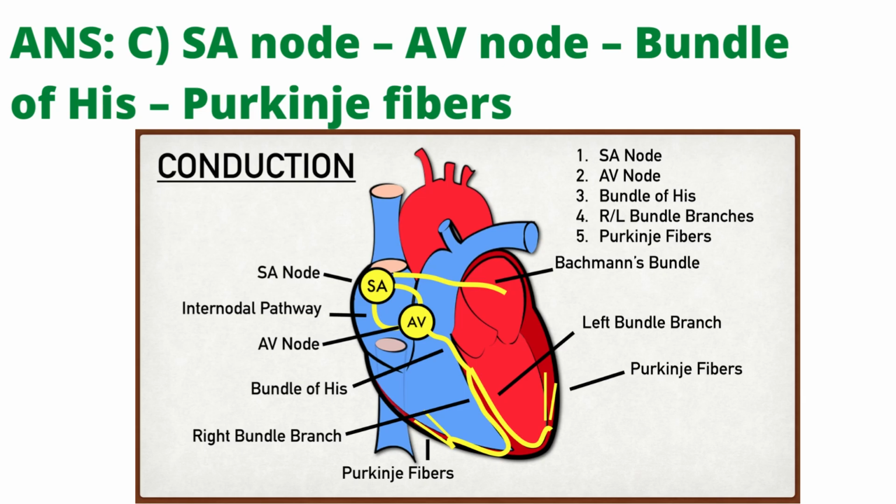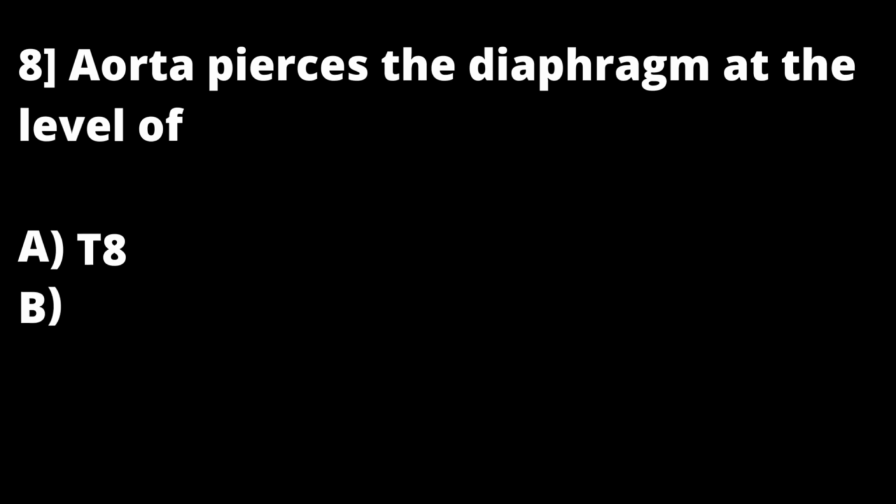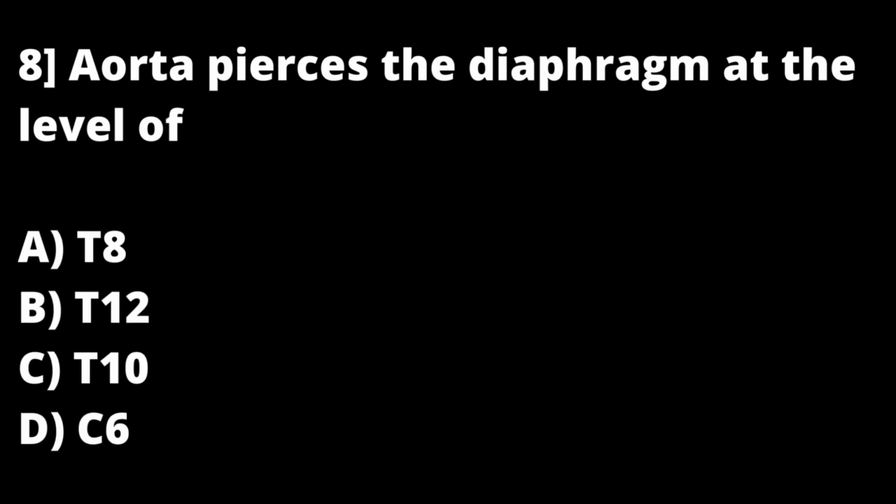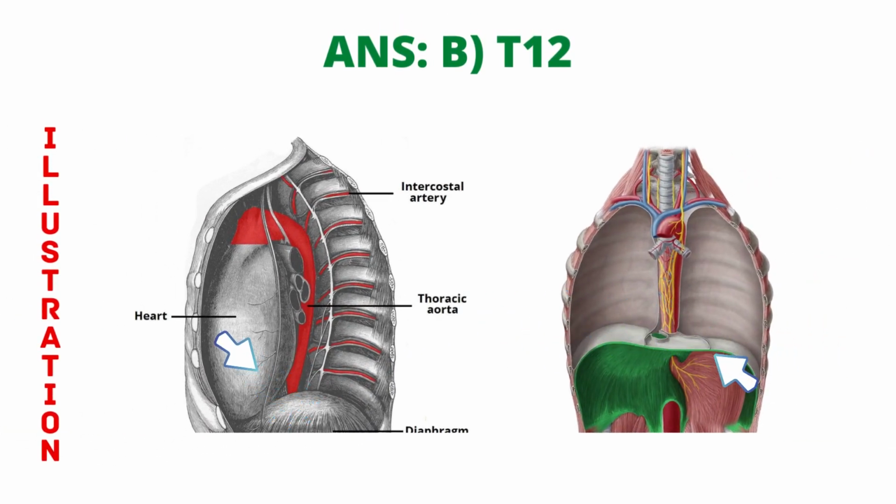This is the right way for cardiac conduction. Question 8. The aorta pierces the diaphragm at the level of dash, which means at which point the aorta crosses the diaphragm. Options: T8, which means thoracic vertebra 8, thoracic vertebra 12, thoracic vertebra 10, and cervical vertebra 6. The right answer is thoracic vertebra 12. So it is at this level the aorta crosses the diaphragm. It is at this point the thoracic aorta is transformed into the abdominal aorta.